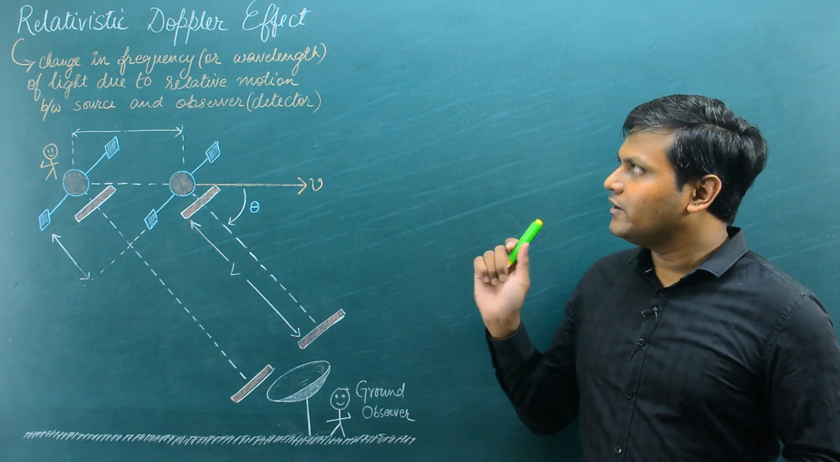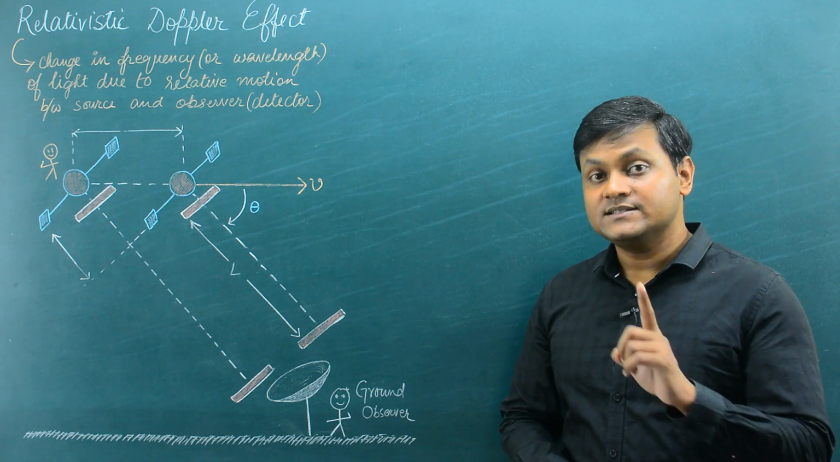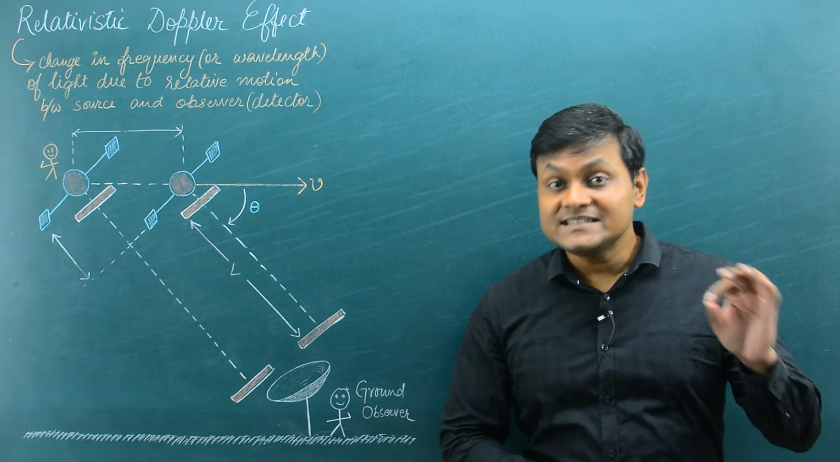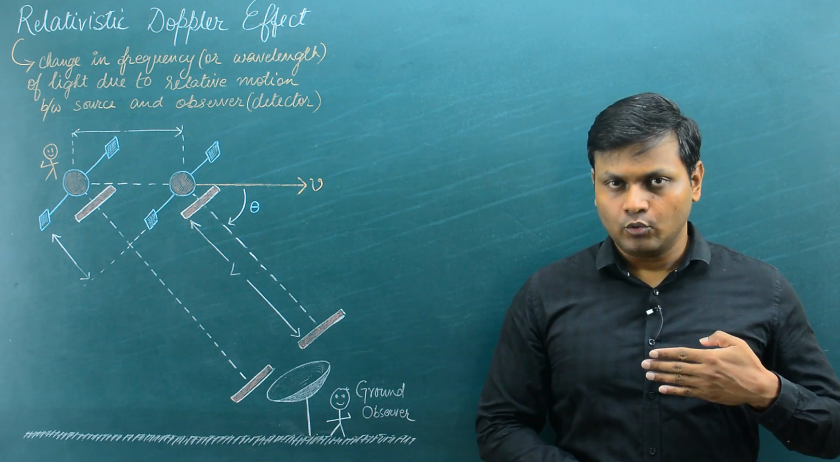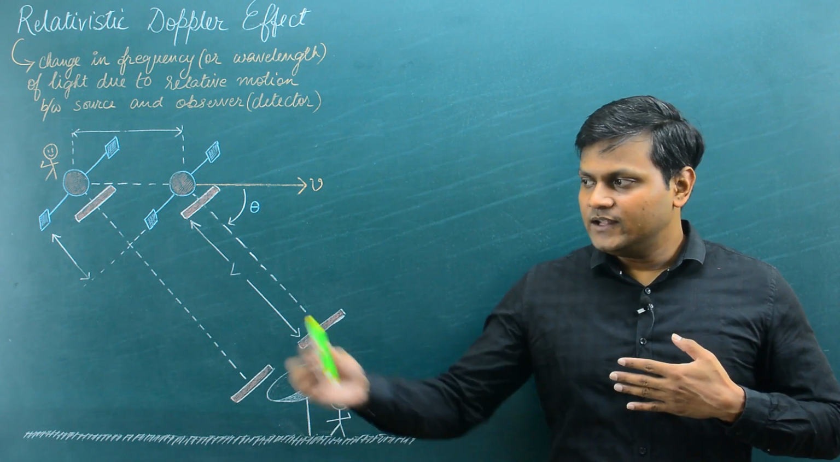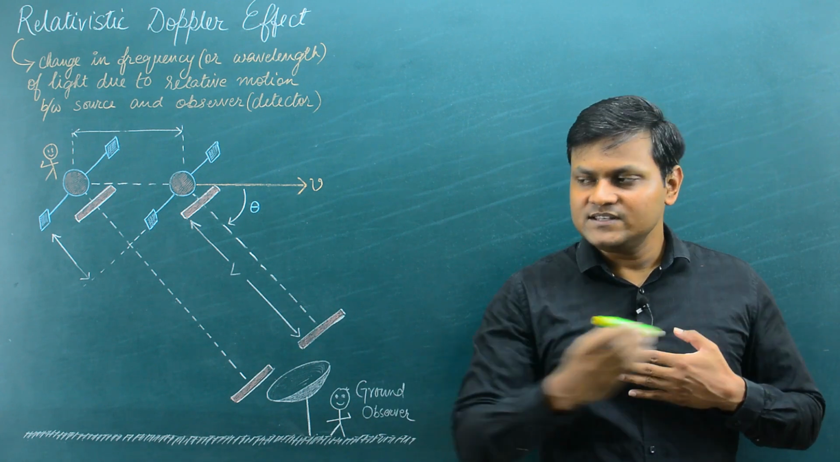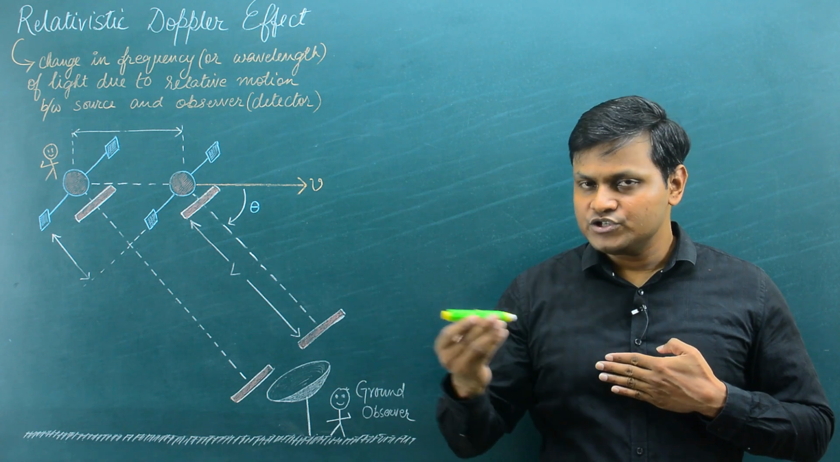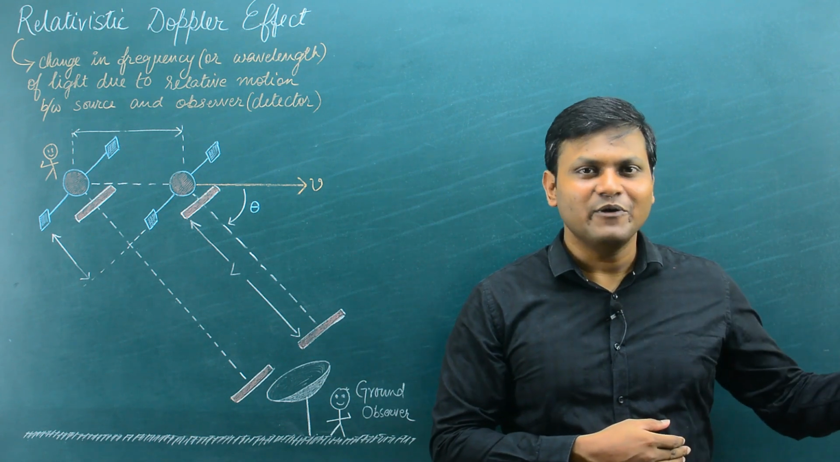Now before I talk about the relativistic Doppler effect, let's take a moment to talk about the Doppler effect in sound, or the classical Doppler effect in sound. So for example, if you're standing on the side of a road, you may have observed that when a car goes past you at very high speeds, the frequency of the sound of the car as it is approaching is different compared to the frequency of the car as it is going away from you.